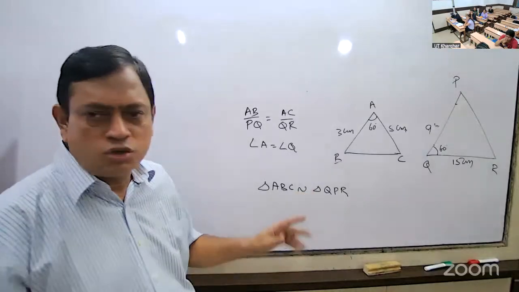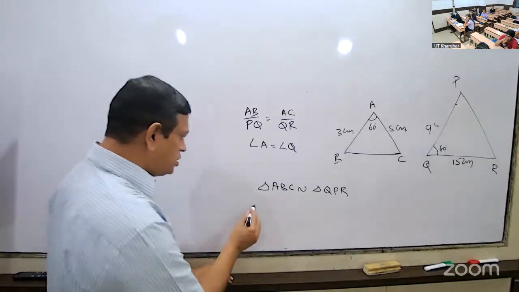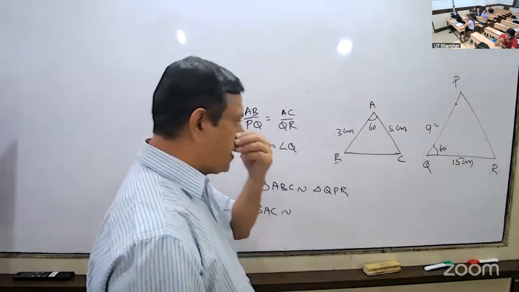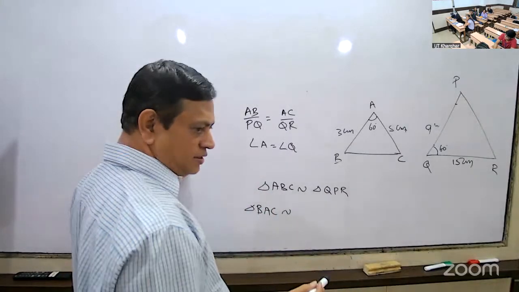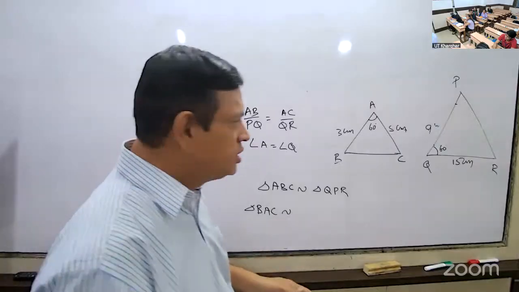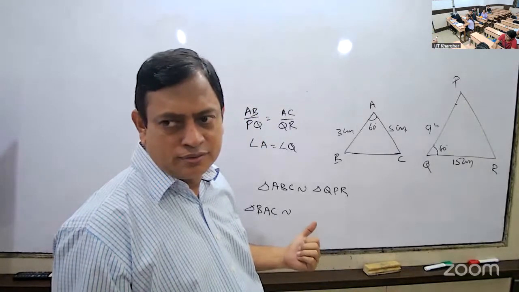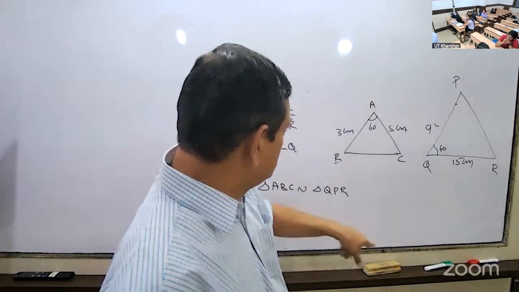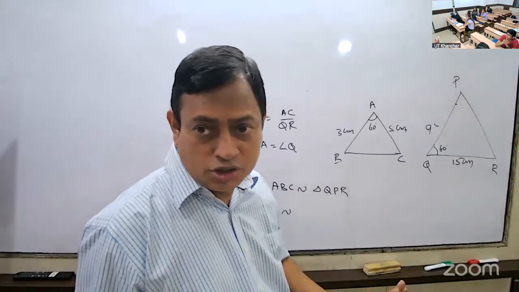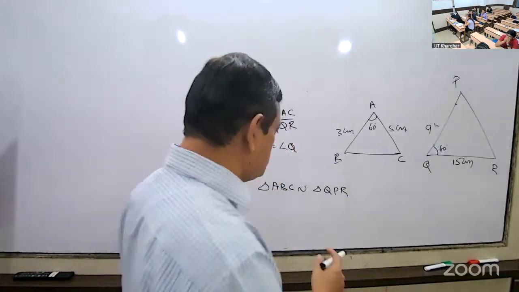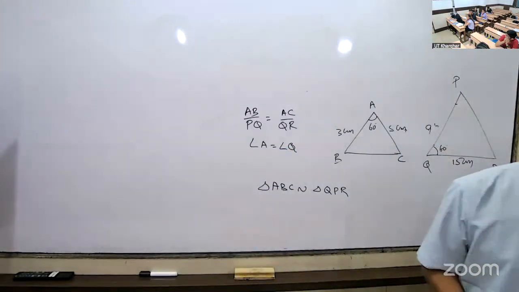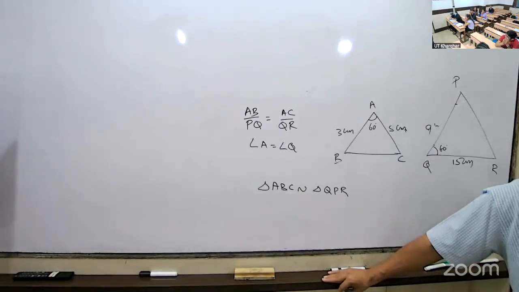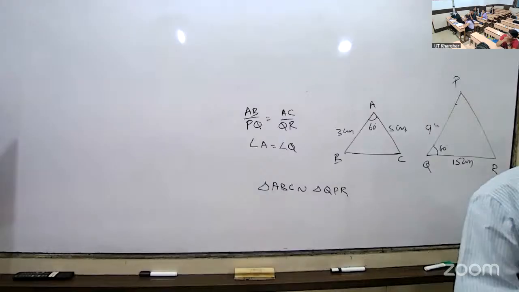It is not necessary you have to write BAC. Okay, you tell BAC, be happy. BAC is similar to QPR. Yes or no? That also you can write. BAC is equal to QPR is wrong. P corresponds to which one? A corresponds to Q. Order ratio should be equal. So this way you can write. Okay now? So all the three similarities followed.